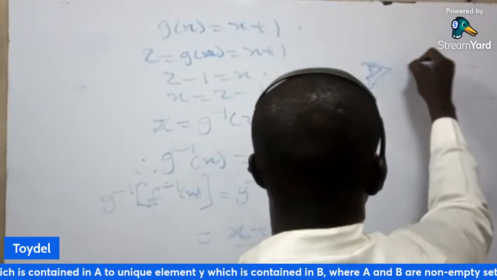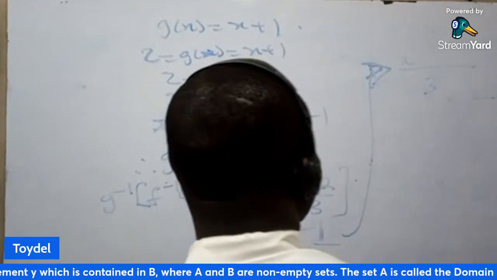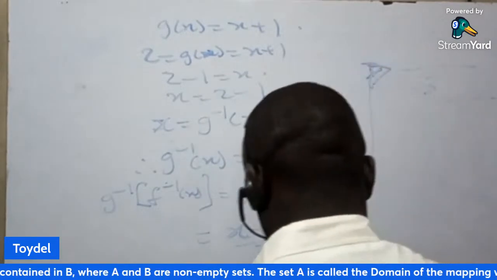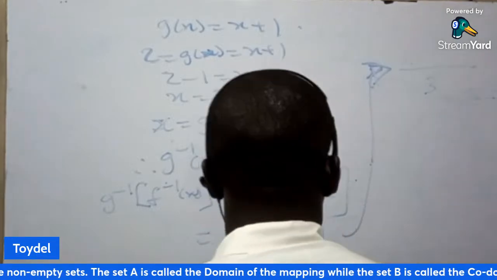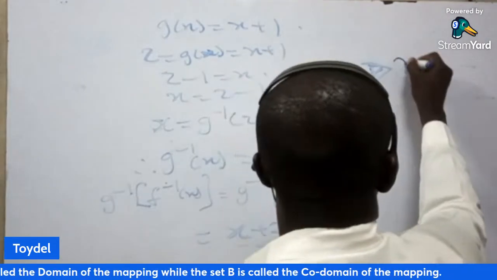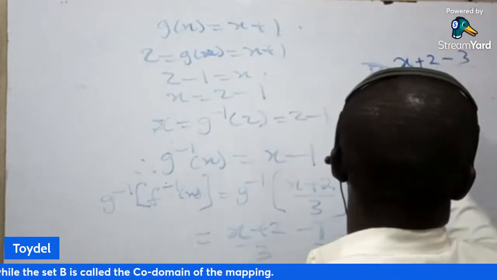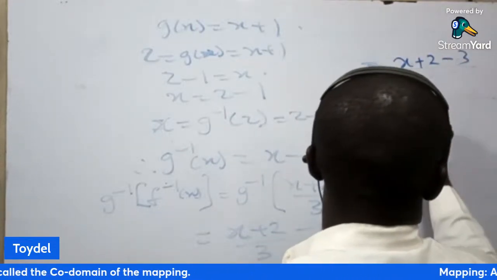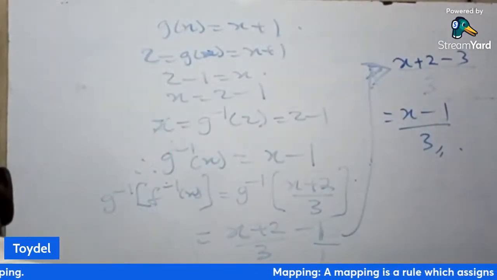So that will be x. I'm going to have x minus 2. If I find the LCM, from there now, I'm going to have x minus x plus 2, then minus 3. Then at the end of the day, I'm going to have x minus 1 all over 3. So that is what I'm going to get.